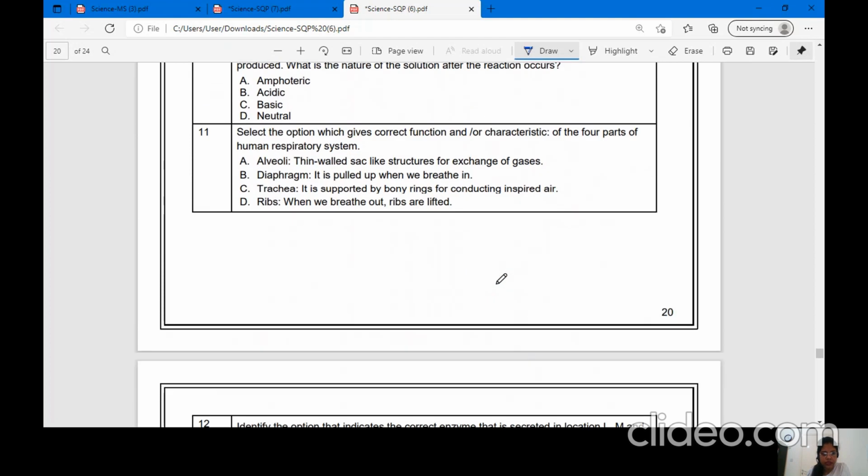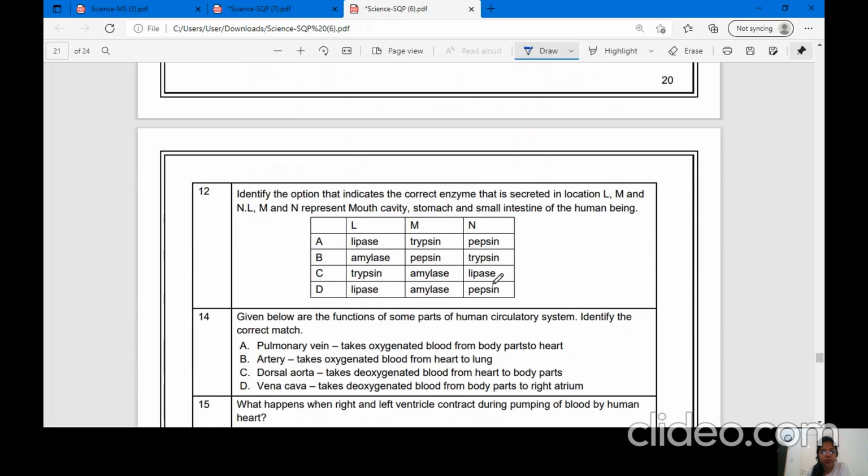So let us see. Okay, question number 11, that's bio. Select the option which gives the correct function or characteristics of the four parts of the human respiratory system. So this we have seen earlier also. It is actually alveoli, a sac-like structure for exchange of gases. Now question number 12, identify the option that indicates the correct enzyme that is secreted in location L, M, N.